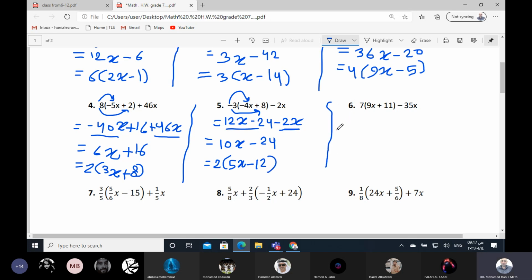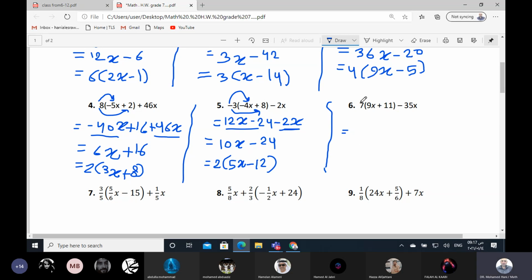Okay, who can solve number 6, please? Mr. The answer is 7 between parentheses 4x plus 11. Thank you, Falah. Okay, listen please. Mr. 1x plus 11. Thank you, Milad. Okay, listen please.